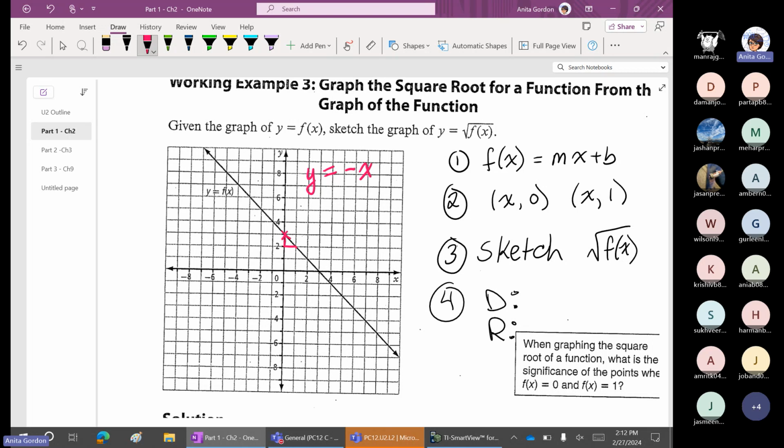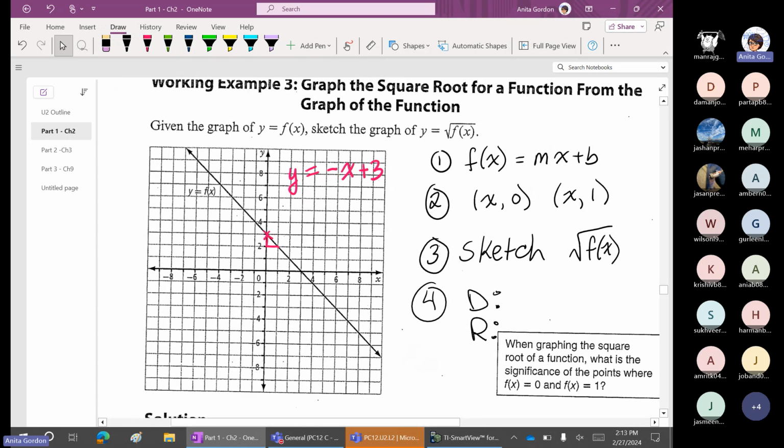And what is my intercept? +3. Okay, so that is my first thing done. I know the equation of my line. Next, I need the key point. Where is my y value? 0, when x is 3. That is my first intersection.